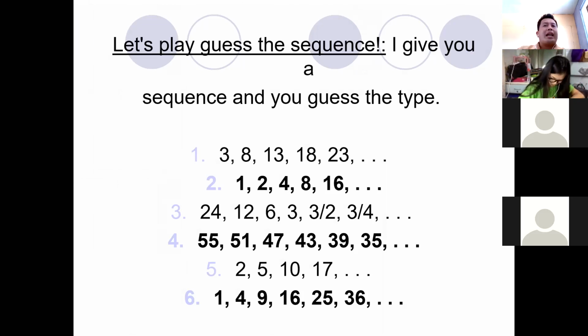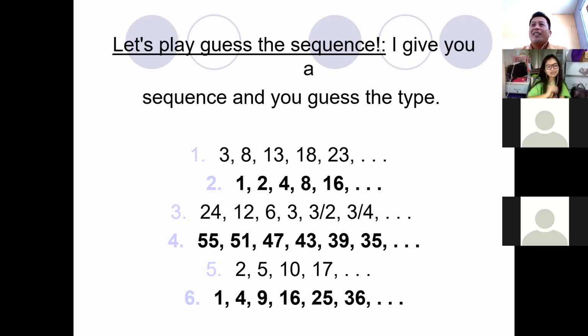There's a sequence here, class, and you guess what type it is. Number 1: 3, 8, 13, 18, 23. What is this one? Arithmetic or geometric? Arithmetic. This is arithmetic because you have a common difference of plus 5. Simple as plus 5, correct.